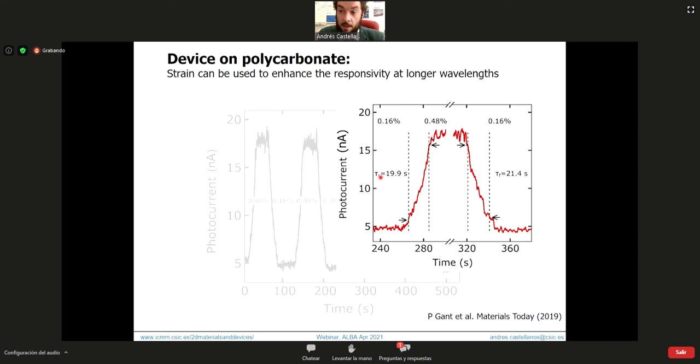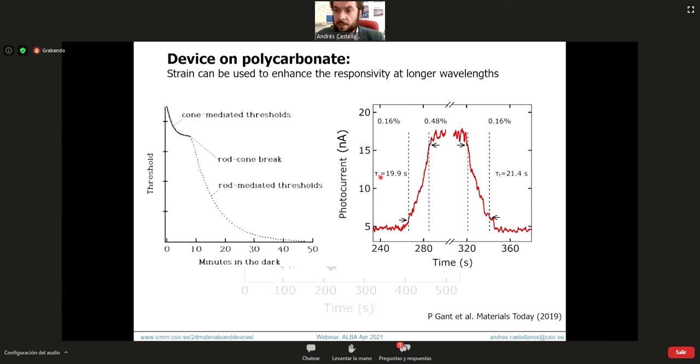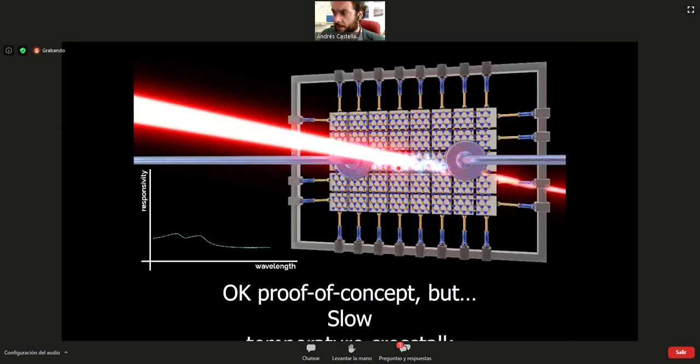It's a property of the thermal stage, which is not bad if we compare with another adaptable photodetector like the human eye. It takes 10 minutes to adapt to a change in illumination. So these photodetectors can adapt to different illumination conditions in 20 seconds, which is not bad. But we can do better.